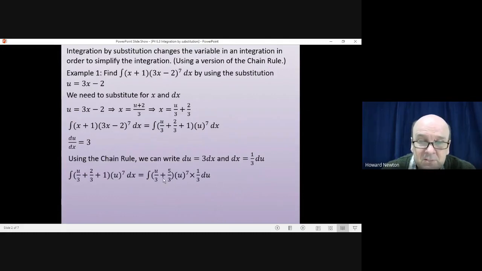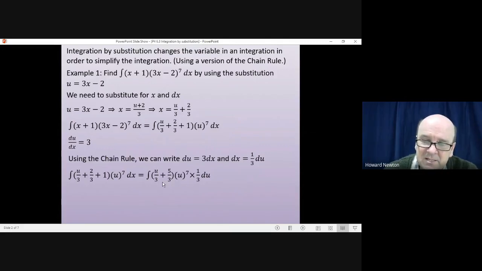So the whole thing now simplifies to this. This bracket, when I do 2/3 plus 1, gives me u over 3 plus 5/3. Still got the u to the 7 there. And the dx has changed to 1/3 du. Now I'll let you have a go at finishing the question from here onwards.